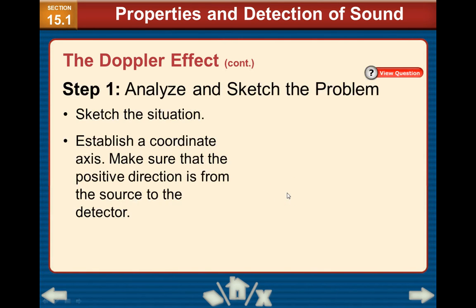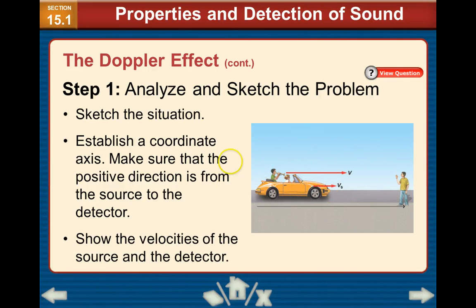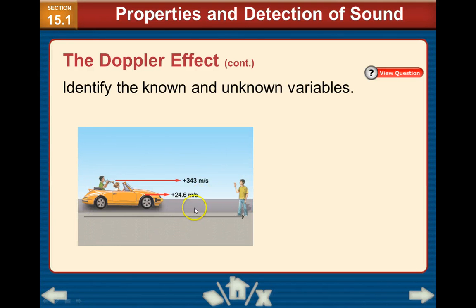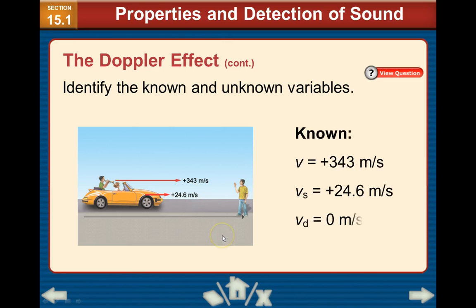So, if we take a look at what we're going to try to calculate, we have the person sitting in the car. We know the velocity of the source, the car, is 24.6 meters per second. We know the velocity of the sound: speed of sound, 343 meters per second. The detector, the person, is standing still, so the velocity of the detector is zero. We also know what the original frequency is. We want to find out what the new frequency is.